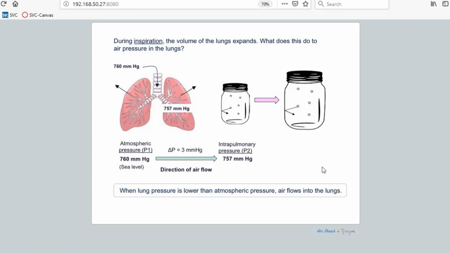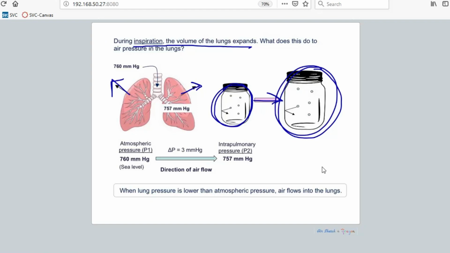So what happens is that during inspiration, the volume of the lung expands. The thoracic cage expands, the lungs expand, and that's what this is supposed to illustrate right there. You go from a certain volume, the lungs expand, and now you have a larger volume. Well, what does this do to air pressure in the lungs? Air pressure, when you increase volume, goes down. And that's what this illustrates right here.